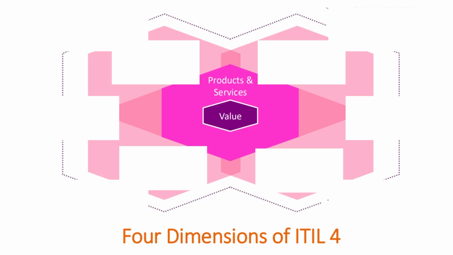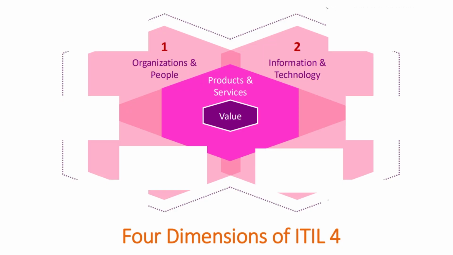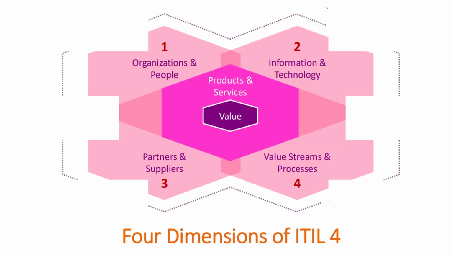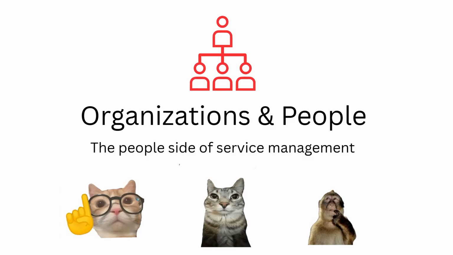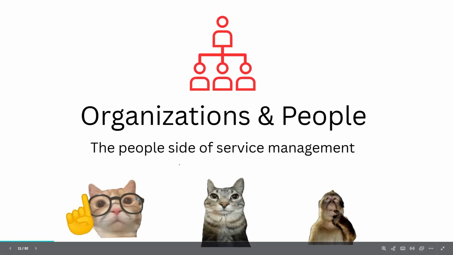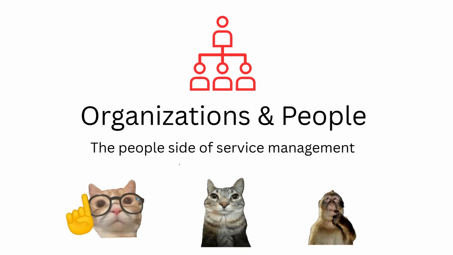So what 4 dimensions does ITIL have? The 4 main ones are organizations and people, information and technology, partners and suppliers, and value streams and processes. I will get into each one specifically in a bit. But all of it is to serve the products and services, or the value. That's the key. So first one is organizations and people. This is how the company side is structured. You have to consider the people that you have, the skills needed to do your work, and how the hierarchy is established. Like who's the leader of what, who's the boss of what, who's in charge of this and who's in charge of that. That's organizations and people.